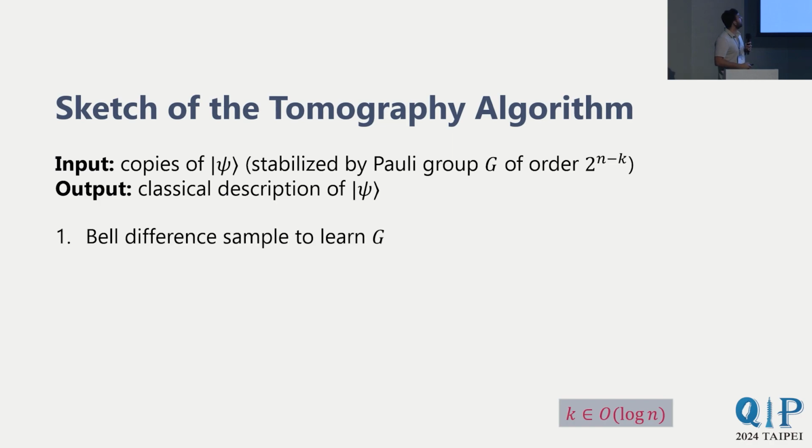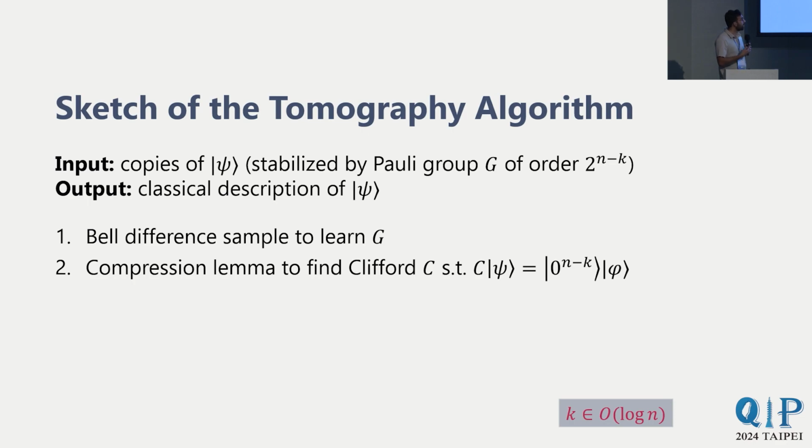The first thing we do is Bell difference sample to learn the generators of the group G. Then we use the compression lemma to efficiently find a Clifford circuit C that maps our state to this product state. Since this final state phi here is a k-qubit state, and k is order log n, we can just run quantum state tomography on this state, and this will be time efficient.